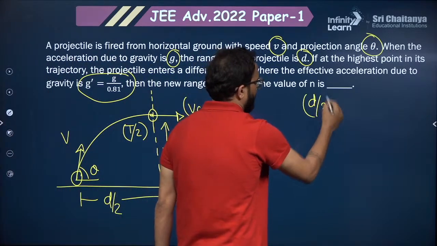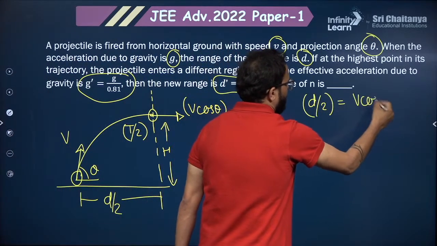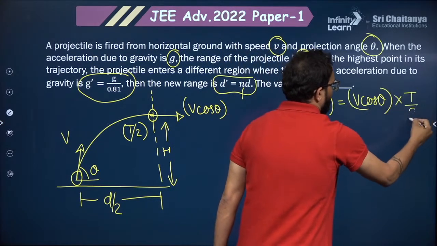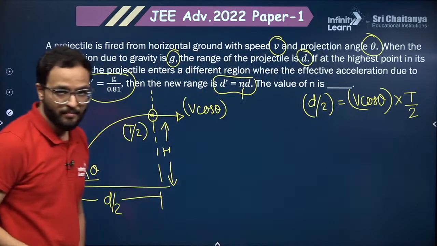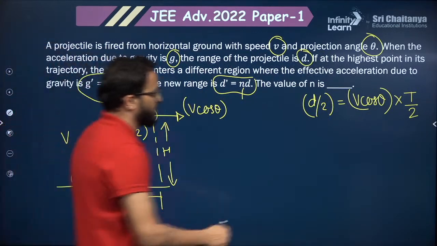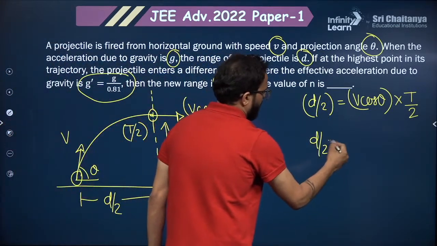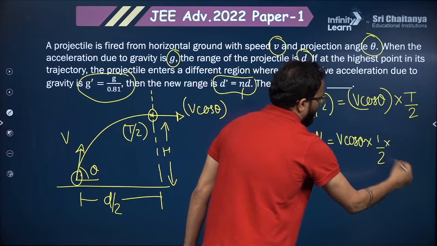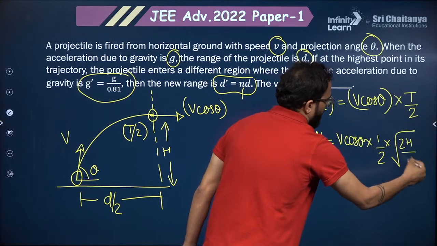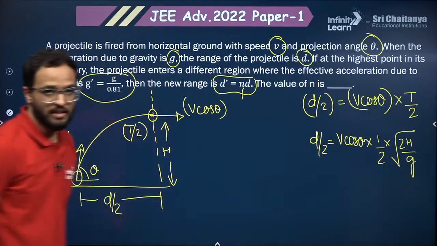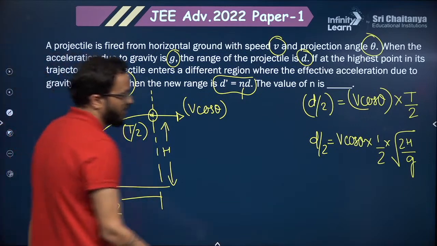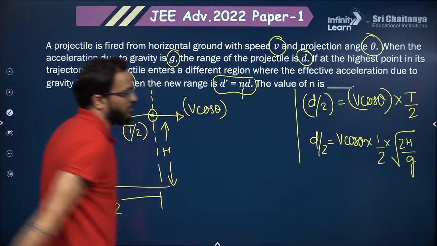Now d by 2 will be horizontal speed, because range is decided by horizontal speed, into t by 2. Is it okay? And what is t? T is, let me write down, v cos theta into 1 by 2 into root over 2h by g. This is the time of flight, in terms of height. So this is equation number 1, right?